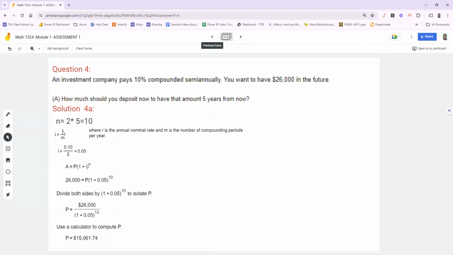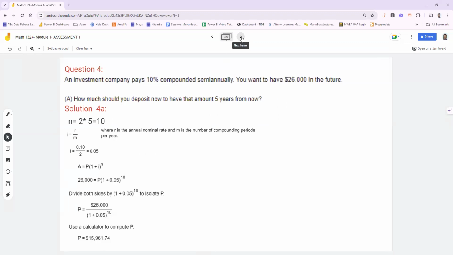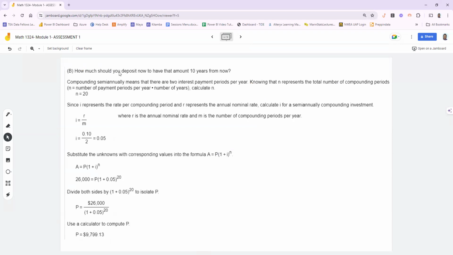The same question has part B with the same setup. Part B is asking how much should you deposit now to have that amount in 10 years from now. The only thing changing is the time, from 5 years to 10 years. Of course, that's going to change our n number because semi-annual means 2. 2 times 10, now the n value is 20. So 20 is going to be your exponent. The I value stays the same because it's still semi-annually. When you plug in the numbers to the equation, this is the money you need to invest now to have this much money in 10 years.